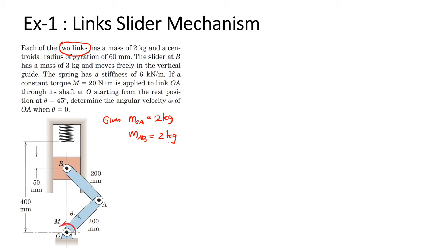And this is an important term: centroid radius of gyration, radius of gyration K bar. Centroid means measured about the centroid location. We can talk about radius of gyration from any point on the link, but if we talk about the centroid, it has this meaning. The centroid radius of gyration is equal to 0.06 meter.